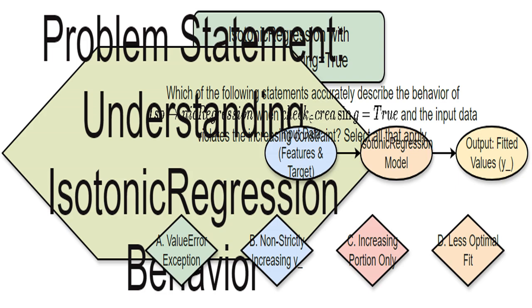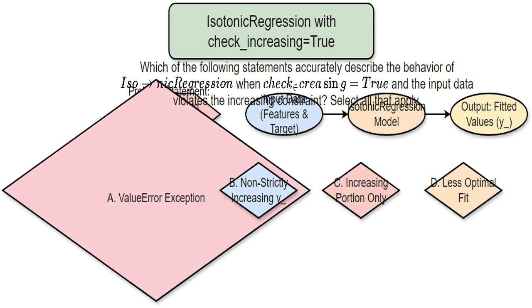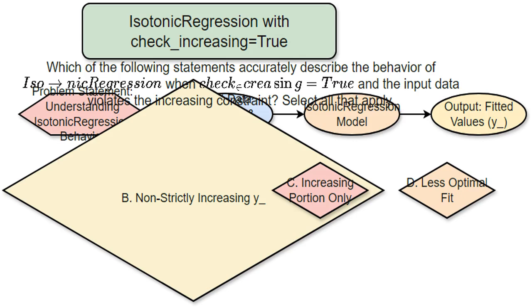What will the model do? I'm checking if the function throws an error when the data violates the increasing rule. It doesn't. I'm testing if the model still works, but gives an answer, the fitted y_ values, that might not be strictly increasing. That's exactly what happens. The output will be non-decreasing but not strictly increasing. Some output values might be the same.